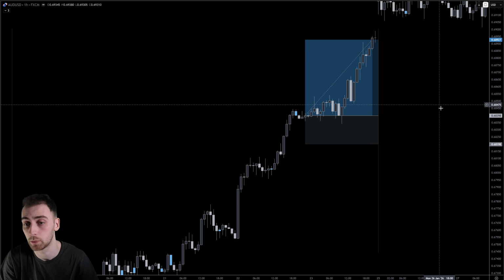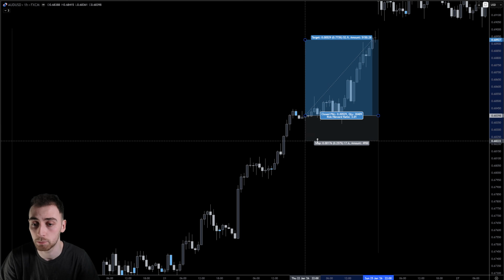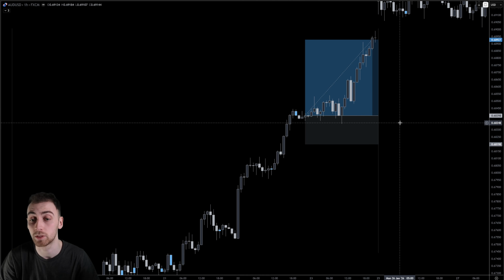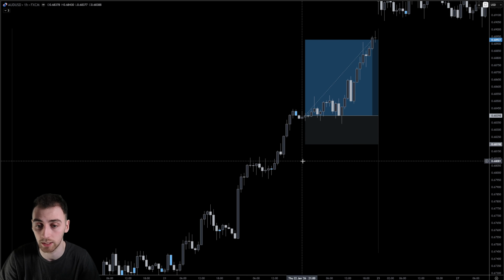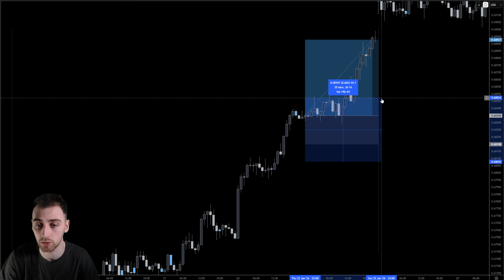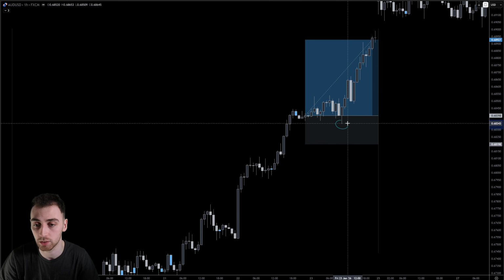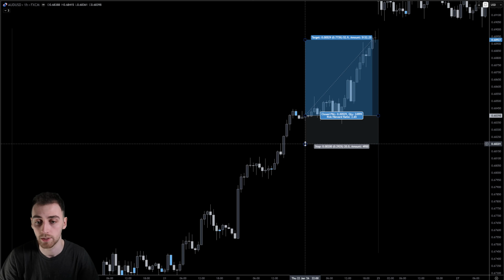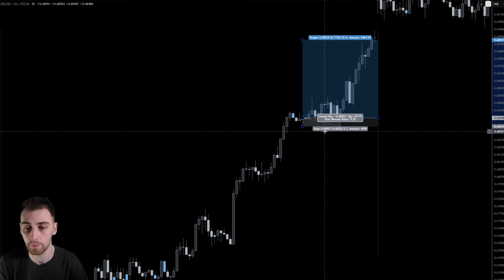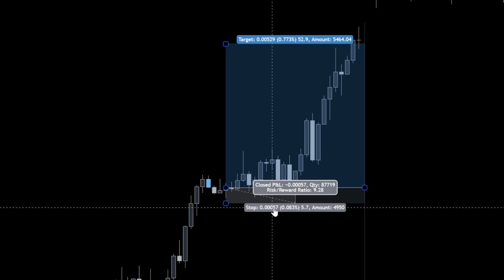Let's say we hold it and we close it up here. So the MAE would be the lowest point that price moved against us while we were in this position. And you can clearly see for the duration of these candles, the point where price moved against us the furthest is the wick right there. So I would take this, I would put it there, and this reflects a 5.7 pip MAE.